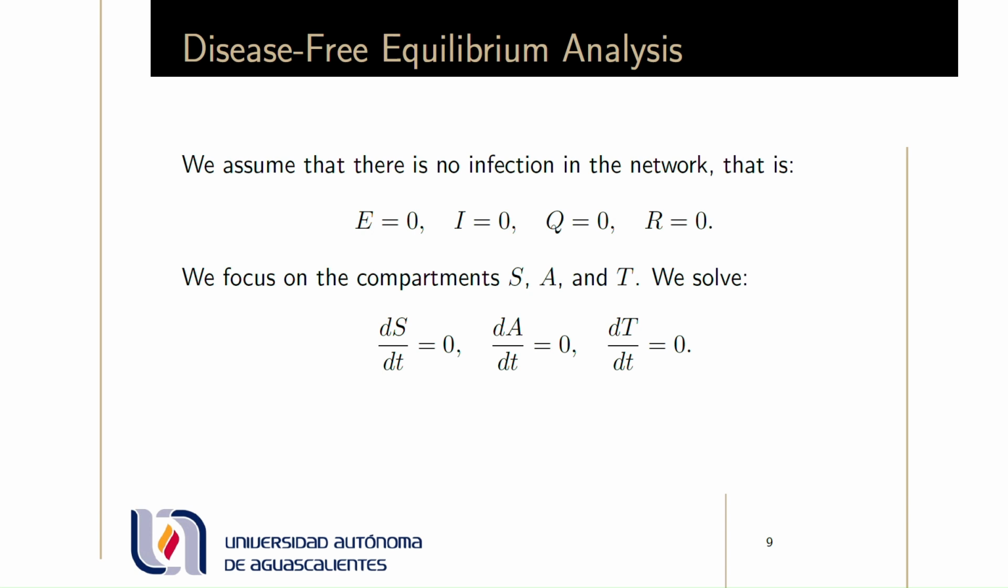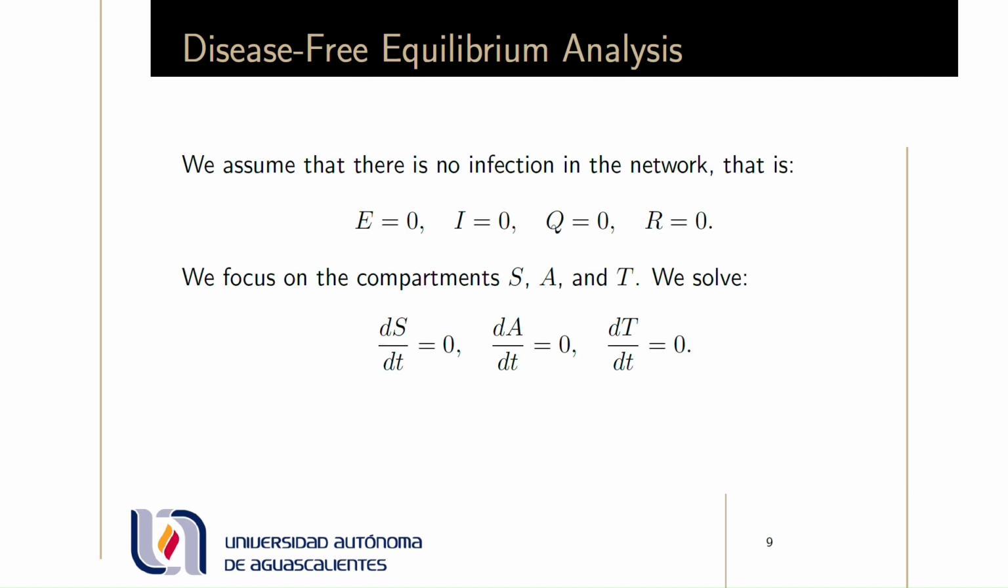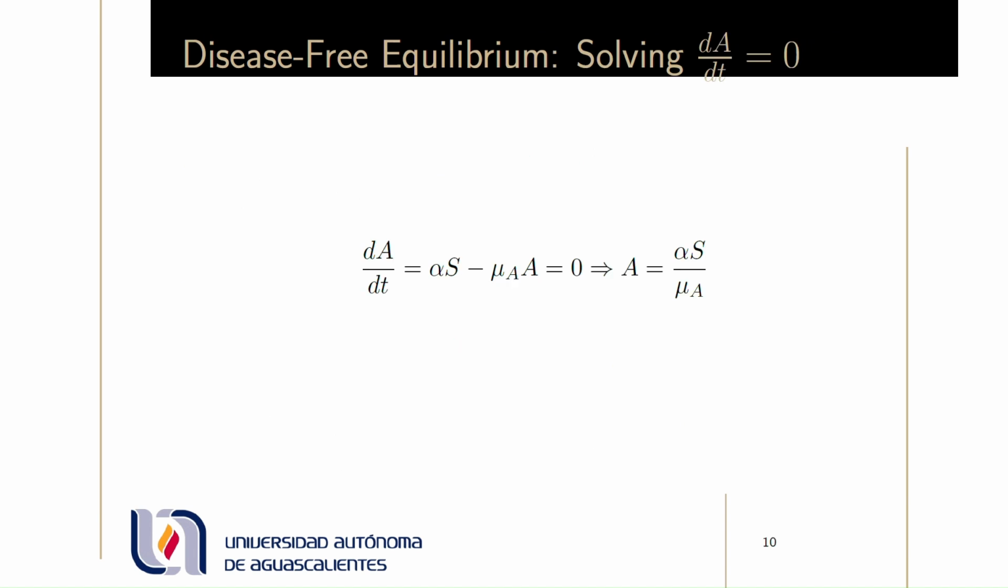We now study the case where no infection is present, that is, E, I, Q, R equal 0. We only focus on compartments S, A, and T. We solve their equations by setting the derivatives to 0. We start with the equation for A, which simplifies because E, I, Q, R are equal to 0, and the equation for R simplifies that term, phi1 A over I, is equal to 0, and we obtain this equation and solve to get A.